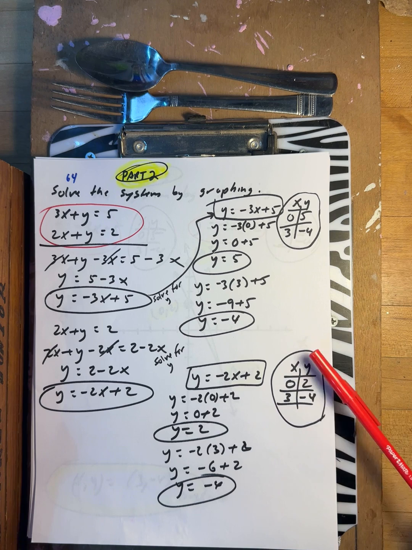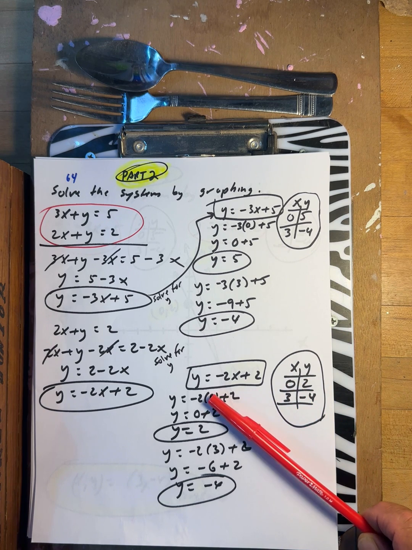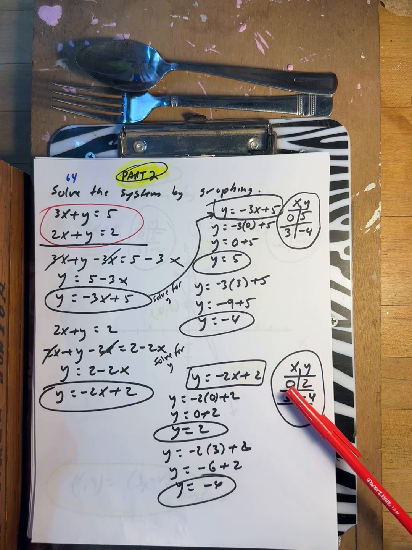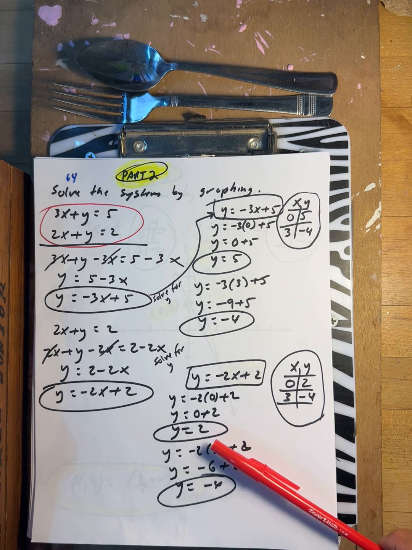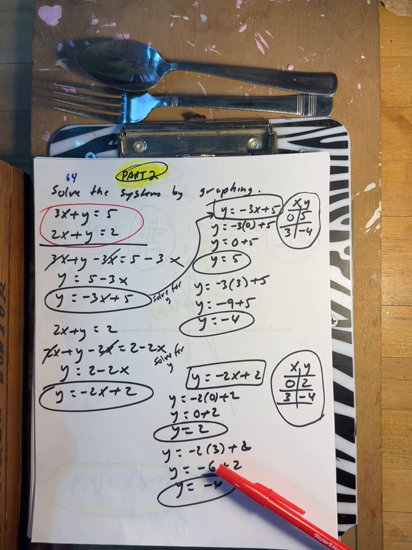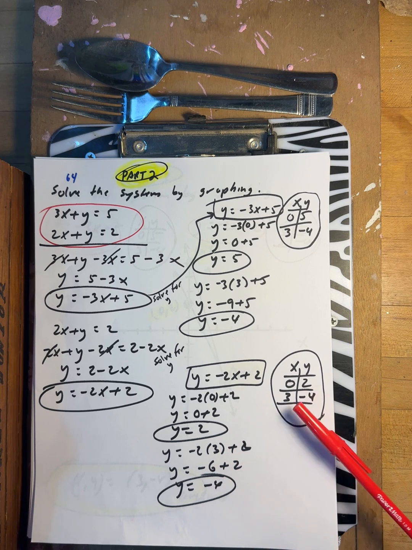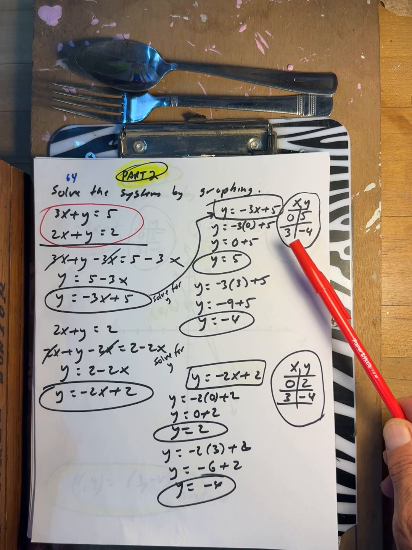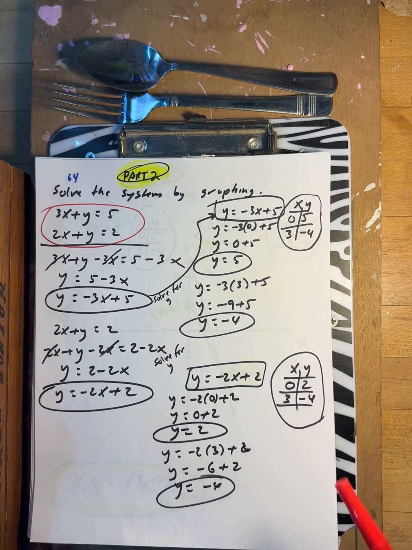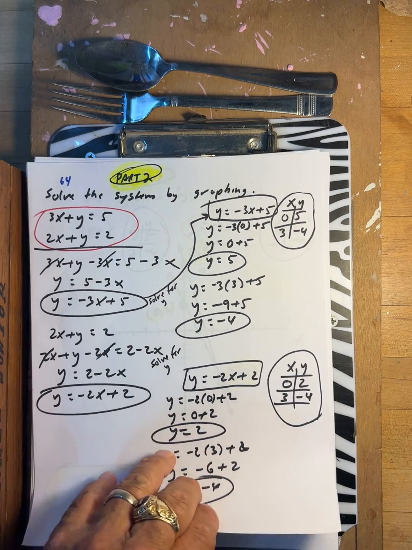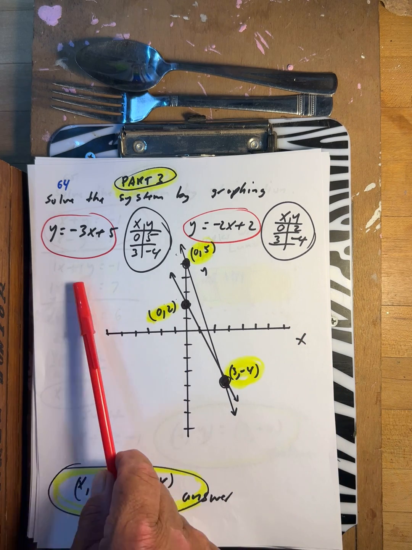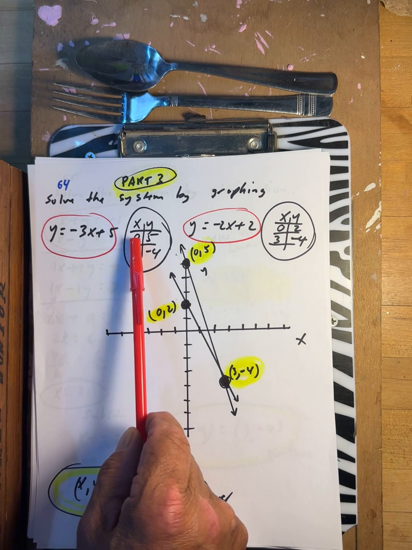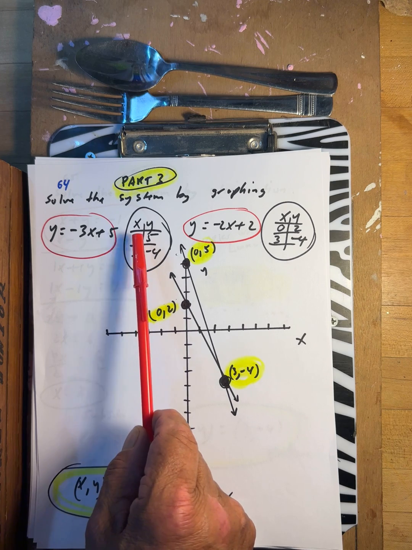Second one, this one, let's use 0 also. Put a 0 in there. 0 times that is 0 plus 2 is 2. 0, 2, there it is. And then the other one, put a 3 also. So you're going to have 3 times negative 2, negative 6, plus 2 is negative 4. So you have 0, 2 and 3, negative 4; 0, 5 and 3, negative 4. Let's graph these guys. Next, part 3, the next part. All right, so now we know that y equals negative 3x plus 5, and we got these numbers here, 0, 5, 3, and negative 4. So let's put them in there.